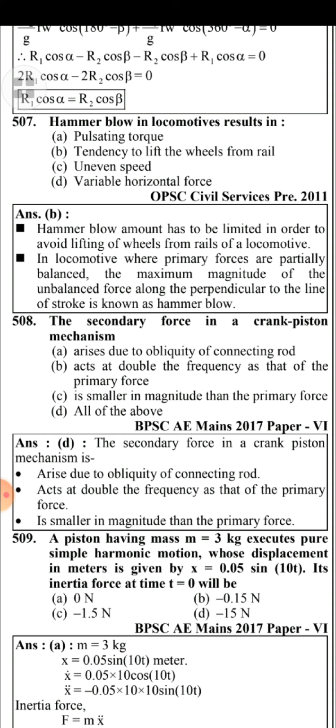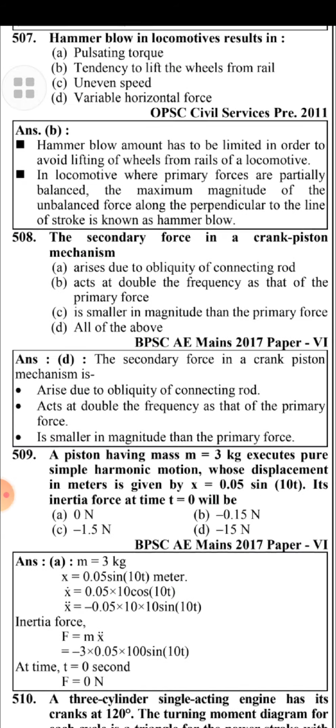The secondary force in a crank piston mechanism arises due to obliquity of the connecting rod, acts at double the frequency of the primary force, and is smaller in magnitude than the primary force.